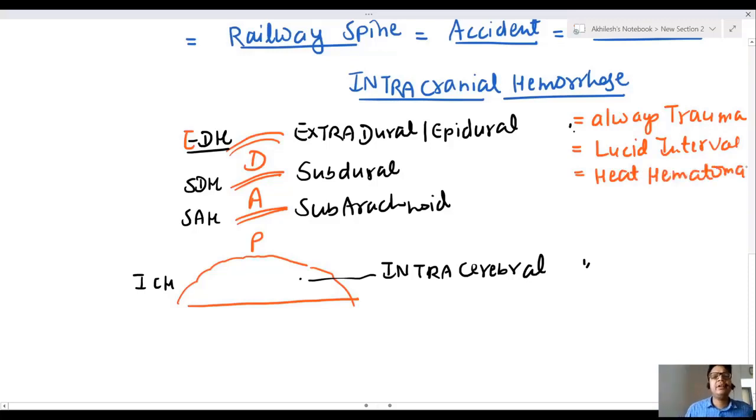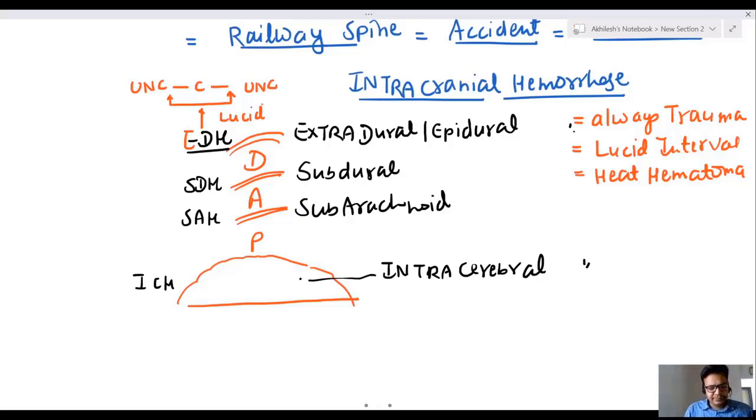First, we discussed lucid interval in forensic psychiatry, but sir, this lucid interval is different. What is the lucid interval of epidural hemorrhage? The person is unconscious, then becomes conscious, then again becomes unconscious. This phase of consciousness between two phases of unconsciousness is the lucid interval.